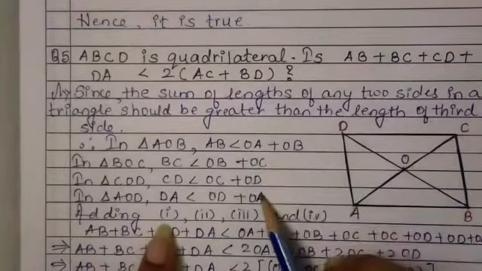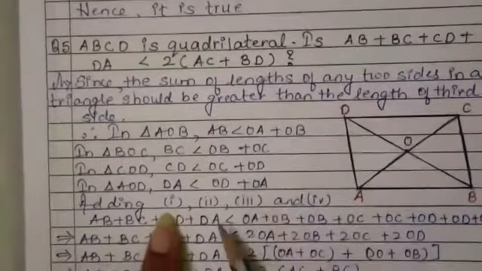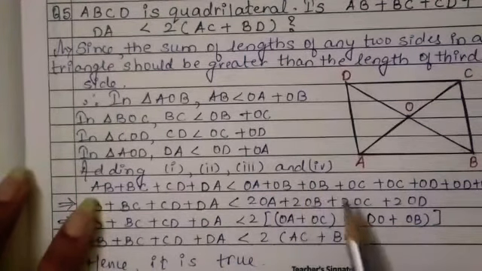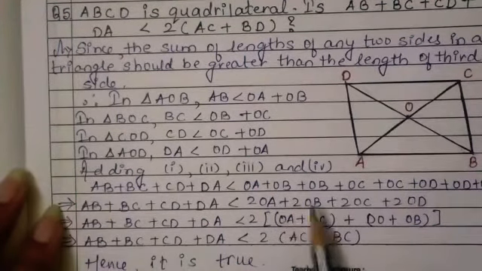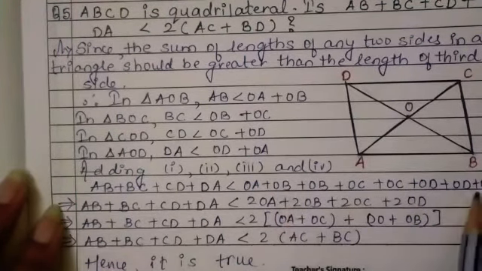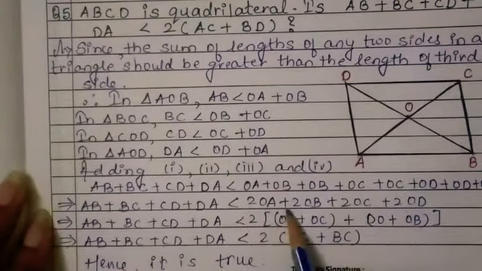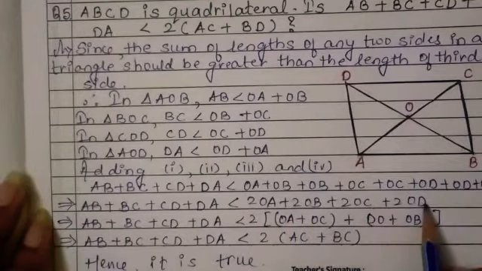So again we'll get 4 inequalities over here. We have to add them up, left hand side with the left hand side and right hand side with the right hand side. So on the right hand side we'll have more terms. We have to collect the like terms. We'll get 2OA, 2OB, 2OC and 2OD.